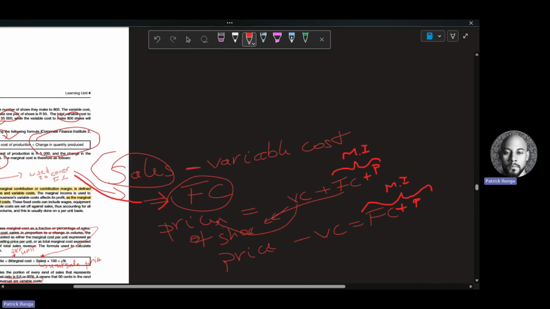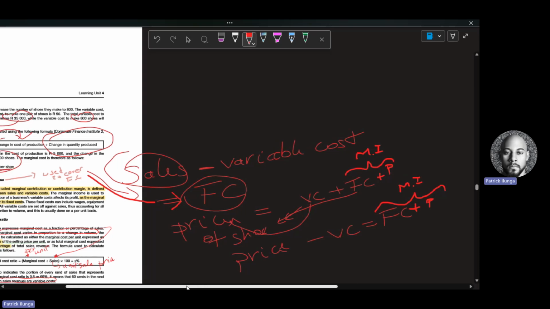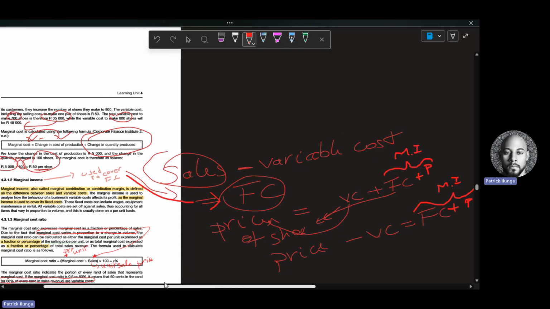If you take from the price that you charge, let's say maybe you charged a price of 300 Rand, and let's say the variable cost is 100 Rand, so 300 Rand minus 100 Rand equals 200 Rand. That 200 Rand is your marginal income. I hope that's clear, right? This marginal income is important because it's going to help us cover the fixed cost.